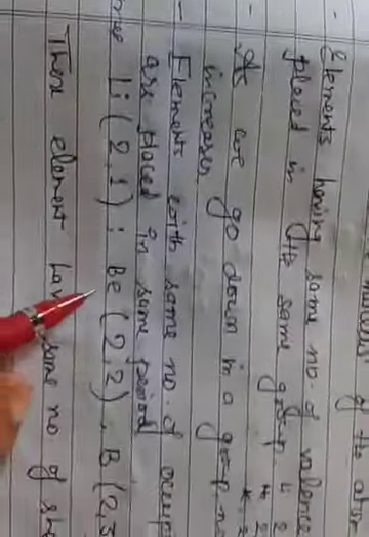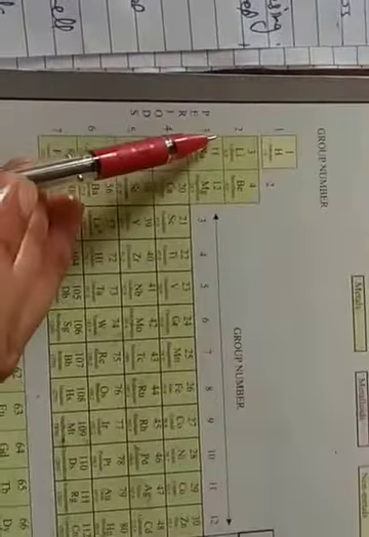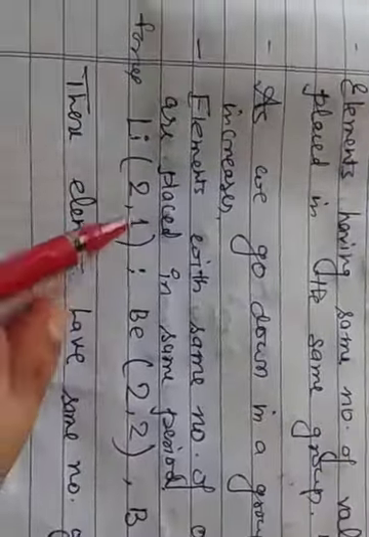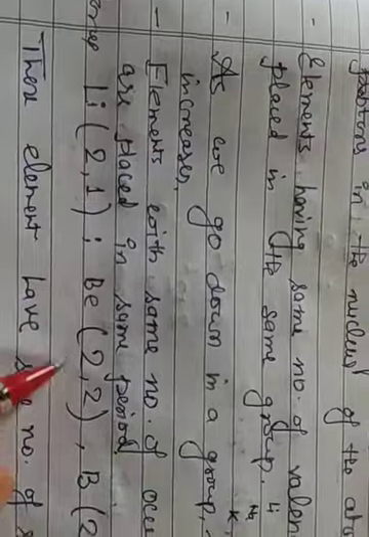For example, here you can see lithium, beryllium and boron. Lithium, beryllium and boron are in the same period, that is the second period. So all the elements have the same number of shells, 1 2 shells. All elements in a period have the same number of shells, but when we go down, the number of shells increases.